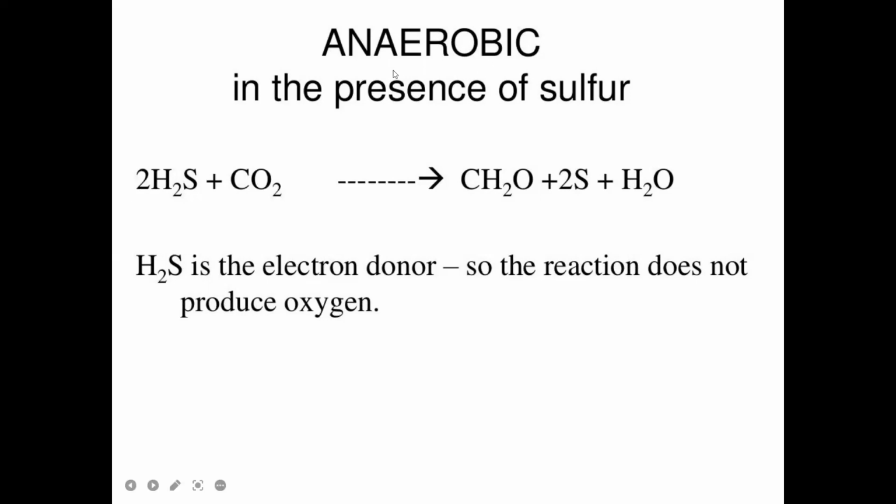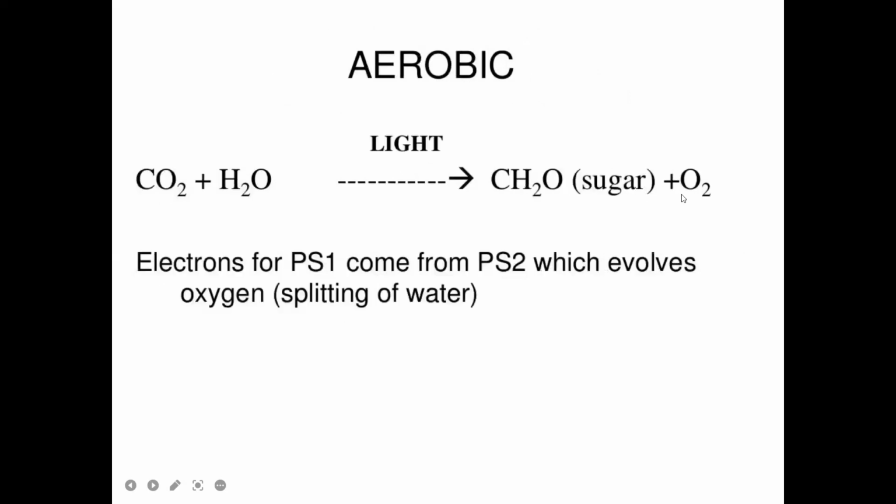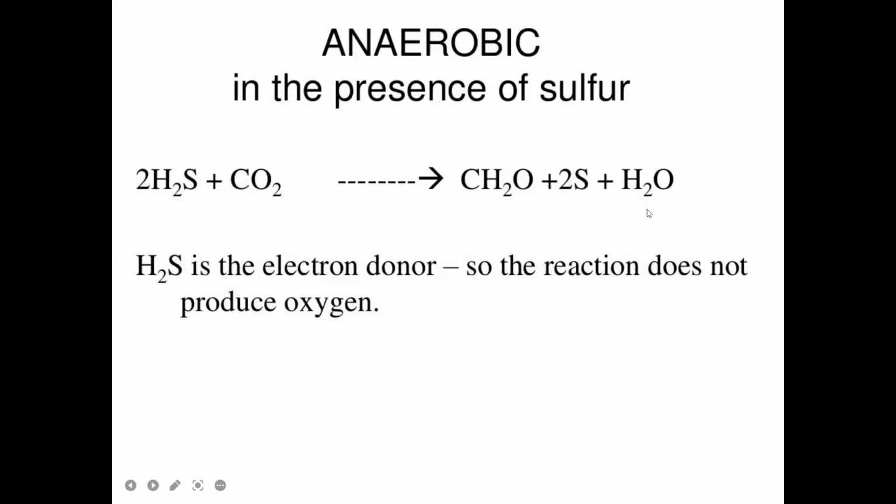And in anaerobic conditions, carbon dioxide is fixed with the help of H2S, and here carbohydrate is formed and sulfur is released. But see, oxygen is not released here. Water is released instead. In the previous slide, oxygen is released, but here you can see sulfur is released. So H2S is the electron donor, so the reaction does not produce oxygen. If there is water here, then oxygen will be released, but as sulfur is there, oxygen is not released.